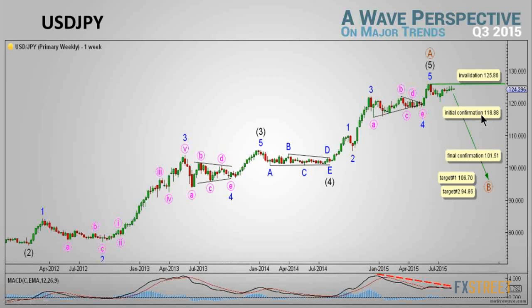This count would be confirmed. It would be confirmed that wave B maroon is unfolding toward the downside, initially by movement below 118.88, and the final confirmation point, which will boost our confidence in this count, is by movement below 101.51.